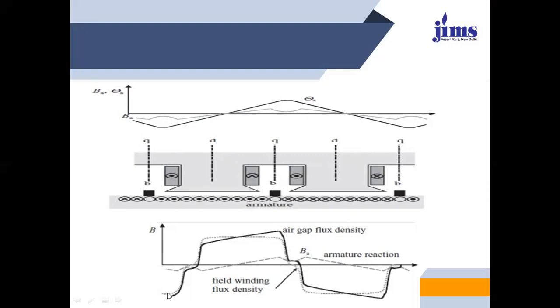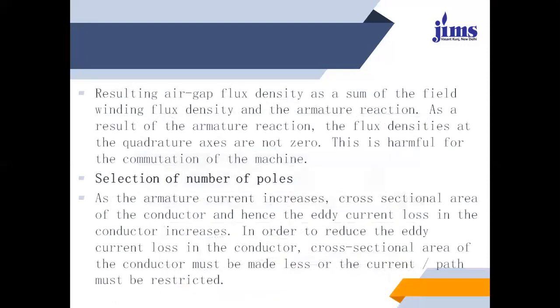If we look at the flux density with respect to time, the curve will move like this, and it is indicated as the armature reaction. The lower part indicates the change in the armature reaction, and this is indicated as the air gap flux. So the difference of the armature reaction and the air gap flux gives the exact waveform of the flux density of the machine after removing the armature reaction. The resulting air gap flux density is the sum of the field winding flux density and the armature reaction.